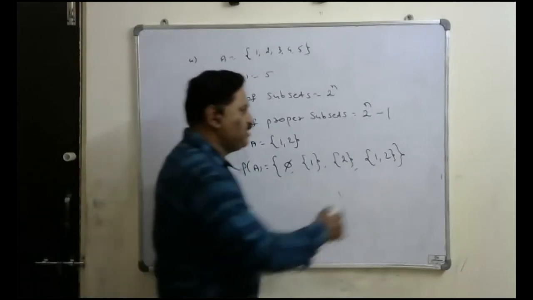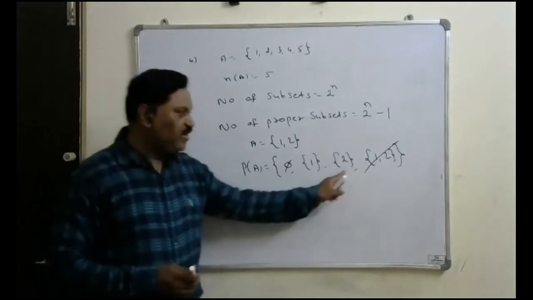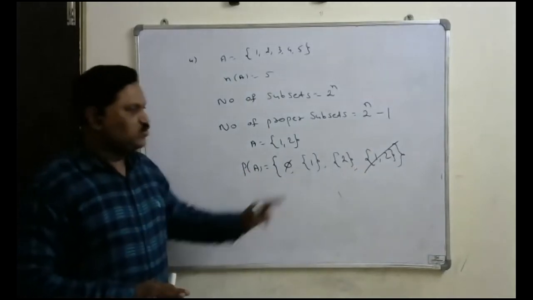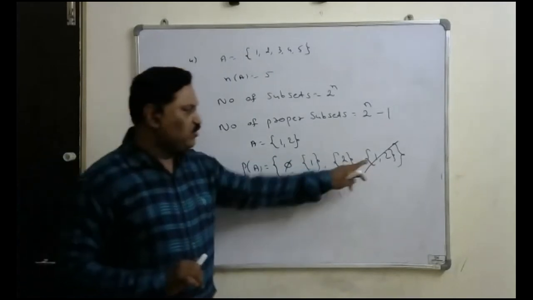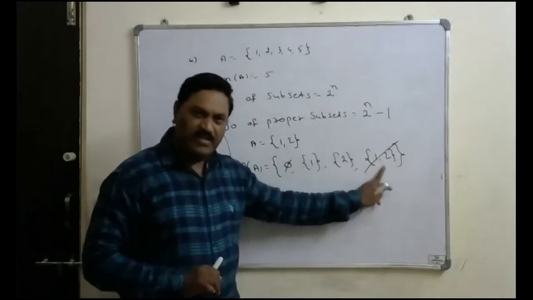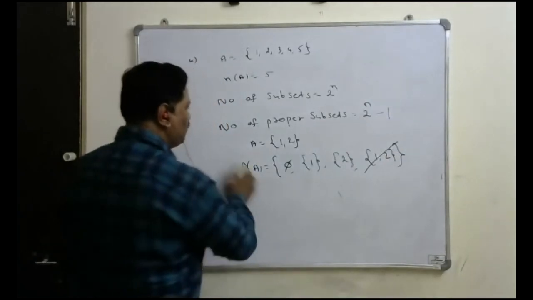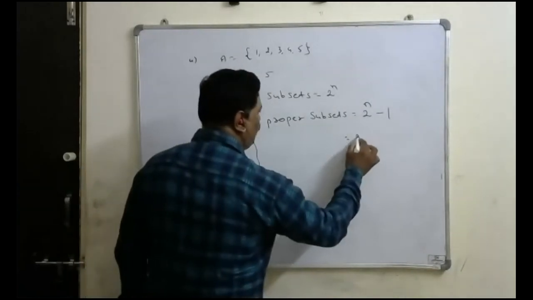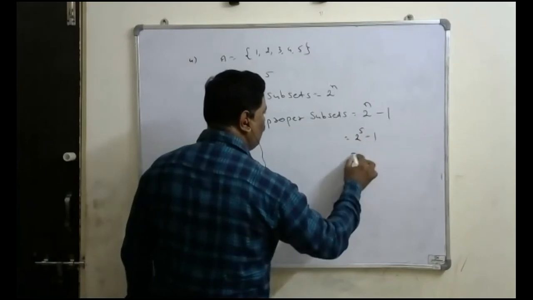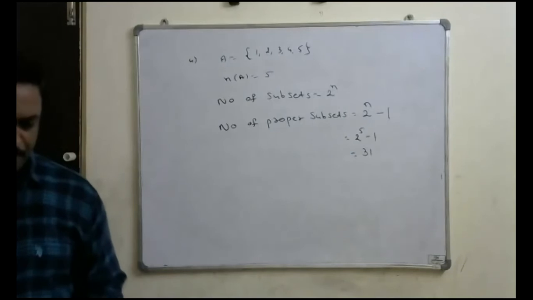But a proper subset means we should not take this, the set itself. So the remaining all are proper subsets. That's why, except the given set, all the remaining are proper subsets. So from the total number of subsets, we have to subtract that subset, that is minus 1. That is our formula. The number of proper subsets is 2 power n minus 1. So that is equal to 2 power 5 minus 1, where n is 5, which is equal to 31. This is the answer.